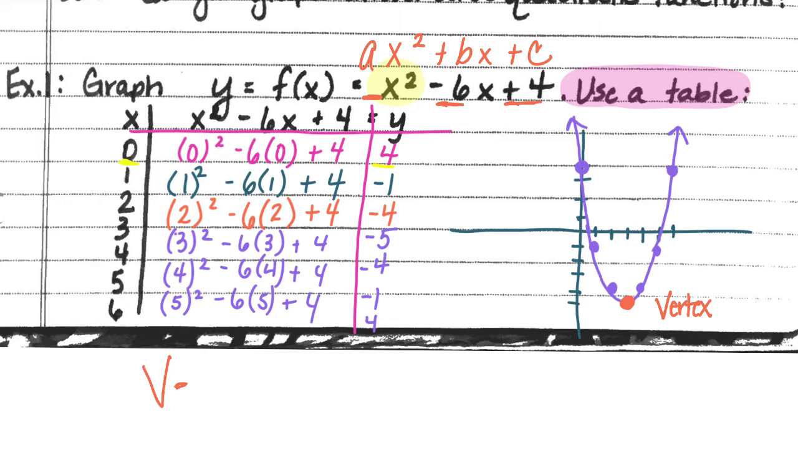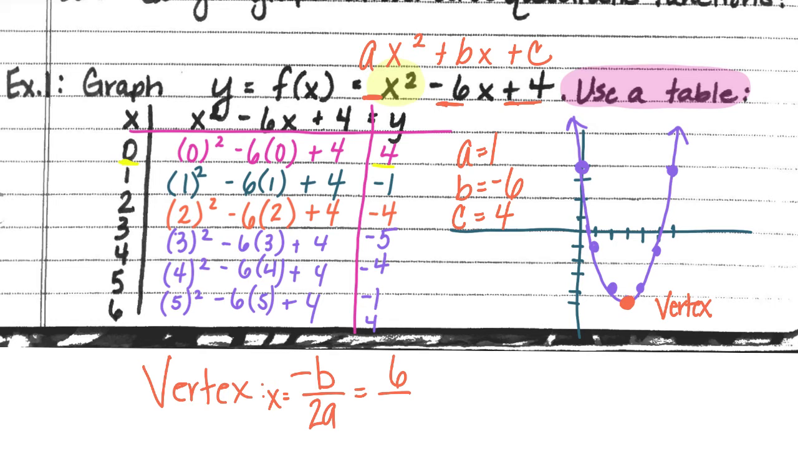And to find the vertex, I need to use x is equal to the opposite of b over 2a. If my a is 1, my b is negative 6, and my c is 4, I'm going to take the opposite of b. Instead of a negative 6, I'm going to take a positive 6, and I'm going to put that over 2 times 1. Well, I know 6 over 2 is equal to 3. So on our chart, we already found that 3 matched with negative 5. So this is a great place to start, right here at our vertex.